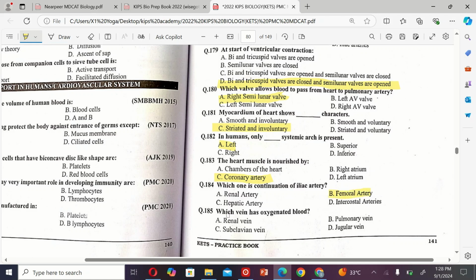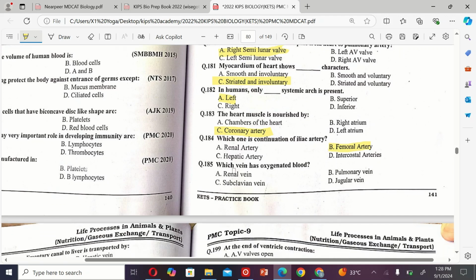The next MCQ is: which vein has oxygenated blood? A. Renal vein, B. Pulmonary vein, C. Subclavian vein, and D. Jugular vein. So the correct option is B.